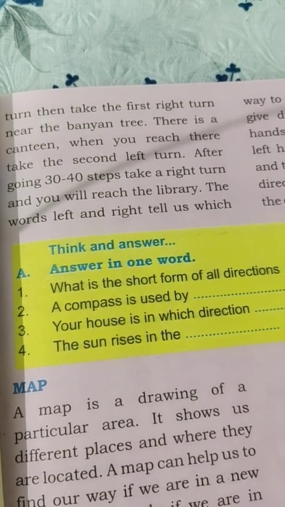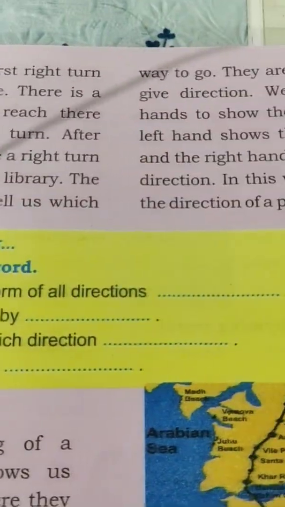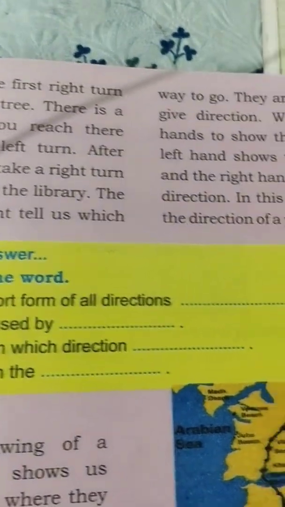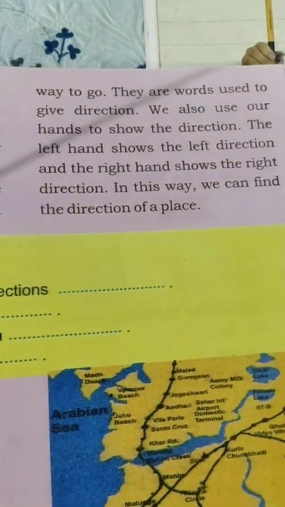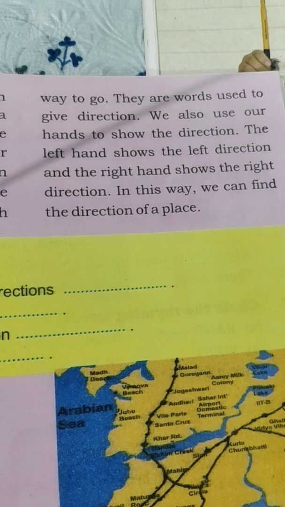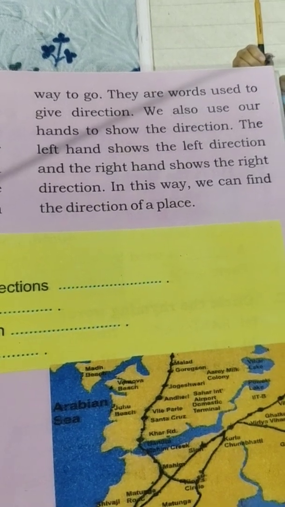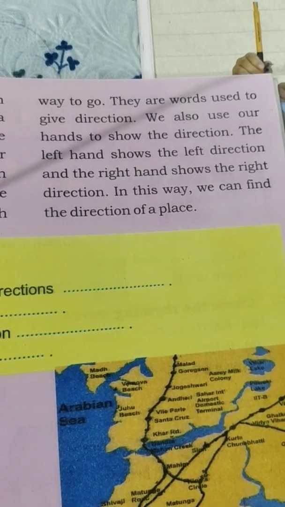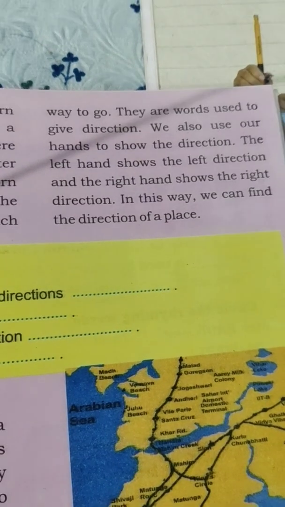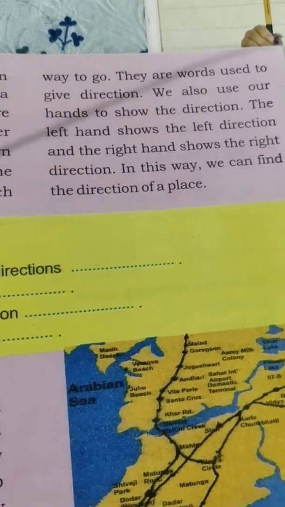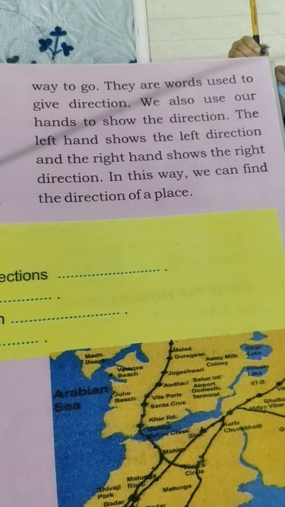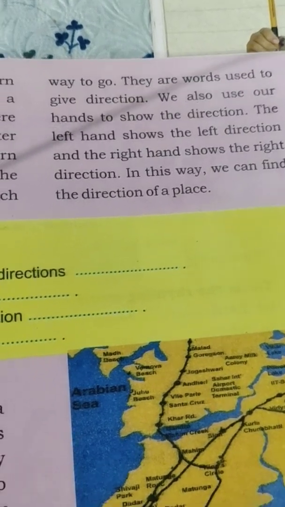The words left and right tell us which way to go. These are words used to give direction. We also use our hands to show the direction. The left hand shows the left direction and the right hand shows the right direction. In this way, we can find the direction of a place.